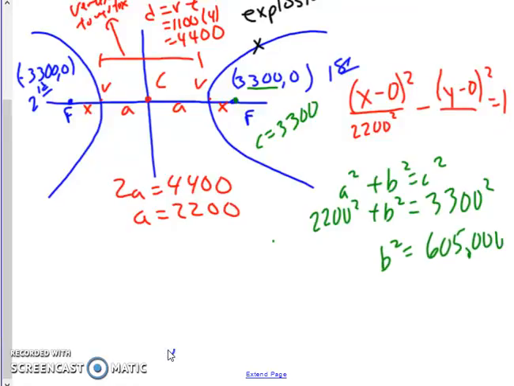of 6,000,000, pardon me, I'm missing a decimal there. Sorry, it should be 4 zeros there. So that will be my b squared value.